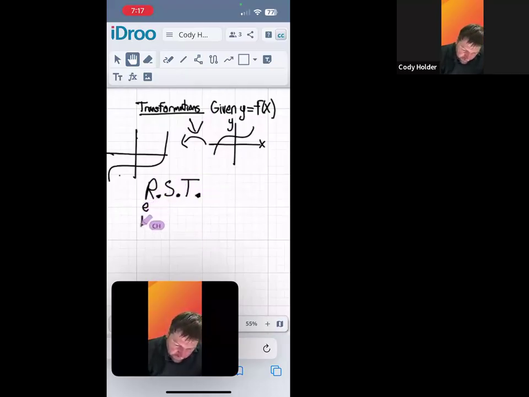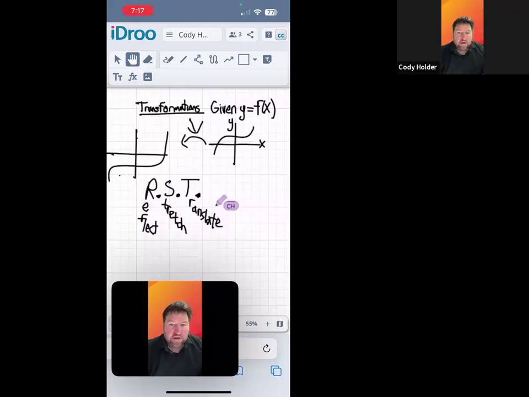R stands for reflect. S stands for a stretch or a compression. And T stands for a translation, shifting it up or shifting it down. We always do it in the same order, R, S, T.